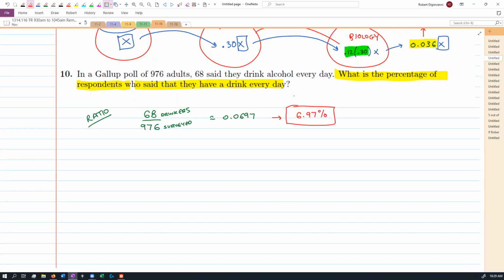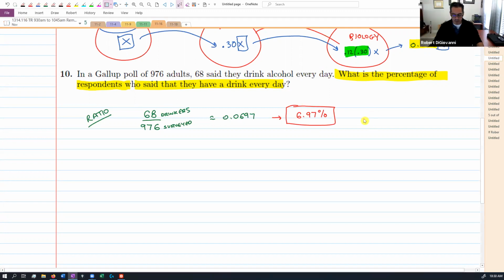Could you, go ahead. Oh, I was just gonna say, could you set it up as something like X equals the percent of, so X times 976 has to equal 68? Yeah, see, this is a problem. So yeah, if you try and turn this one into an equation, this is where things get tricky.